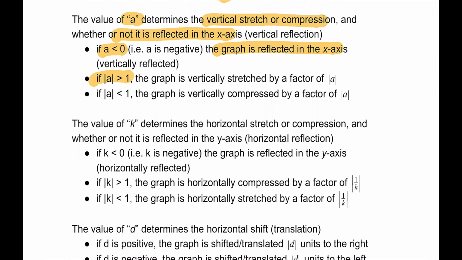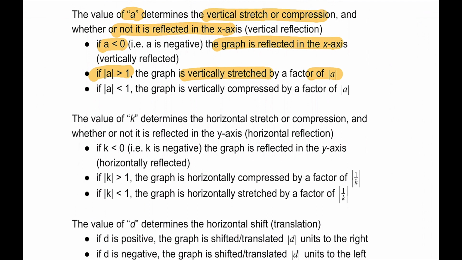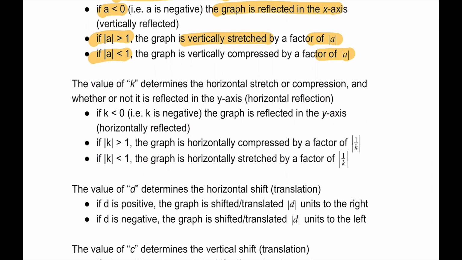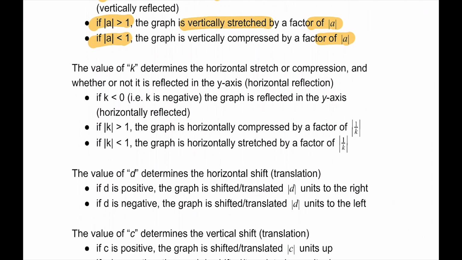If the absolute value of a, in other words ignoring the sign on a, is greater than 1, then the graph is vertically stretched by a factor of the absolute value of a. On the contrary, if the absolute value of a is less than 1, then the graph is vertically compressed by a factor of the absolute value of a. Looking at k, it determines the horizontal stretch or compression, and whether or not we have a horizontal reflection in the y-axis.